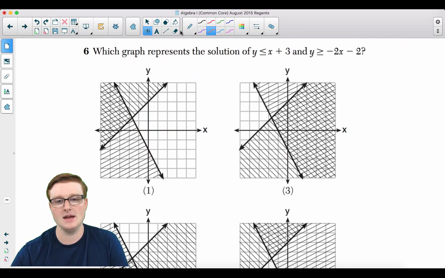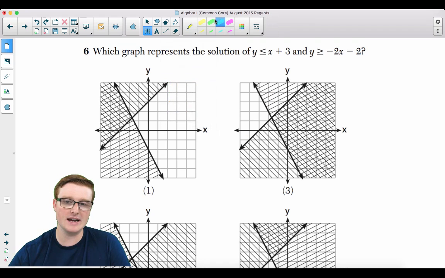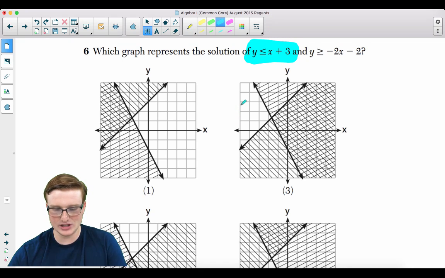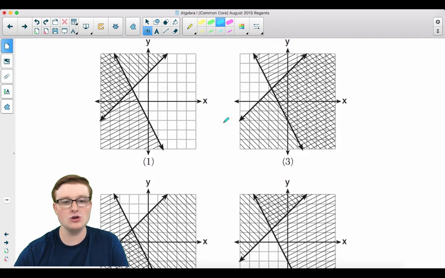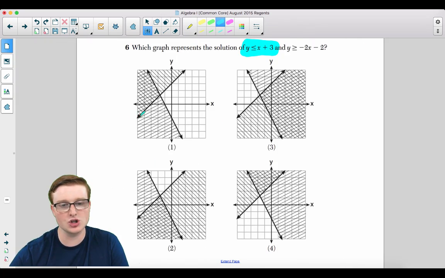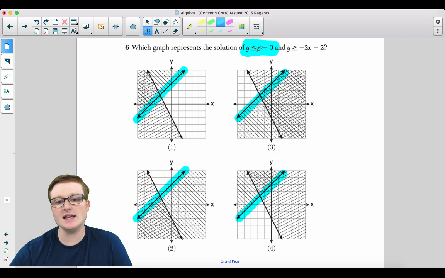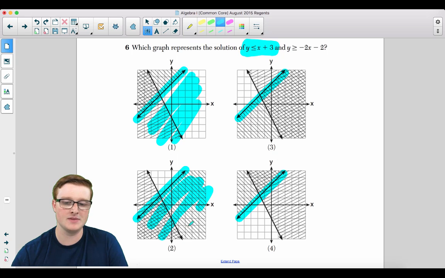All right, moving along. Number 6, which graph represents the solution of y is less than or equal to x plus 3 and y is greater than or equal to negative 2x minus 2? So what I'm going to do right now is figure out this right here. Y is less than or equal to x plus 3. Well, unfortunately, notice all of these answer choices. They all show the correct lines, all right? They all show the correct lines. But the shading's different. The shading has to be below because it's less than or equal to. So the shading has to be below this line.